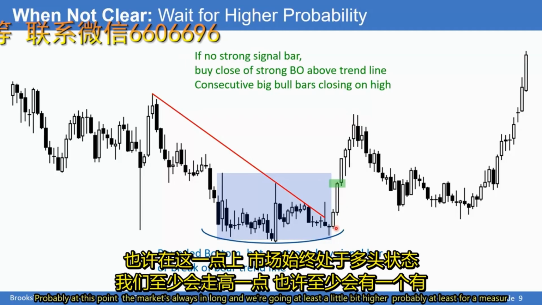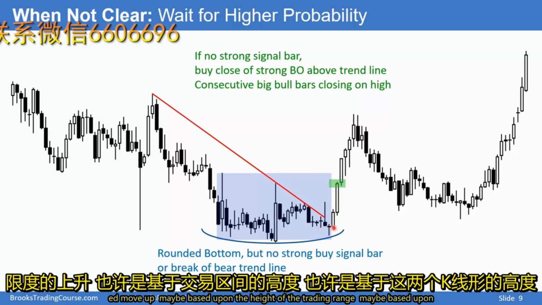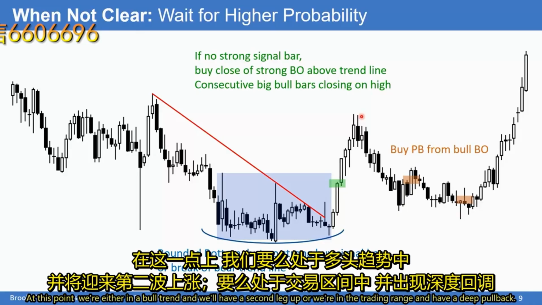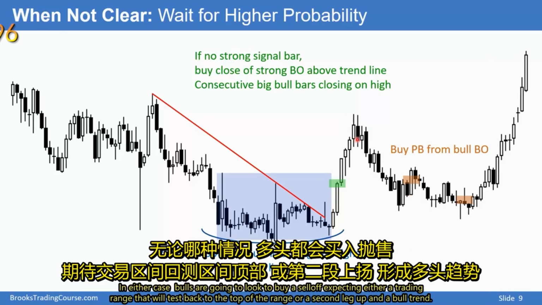probably at least for a measured move up, maybe based upon the height of the trading range, or maybe based upon the height of these two bars, the open of this bar to the close of that bar. Very strong breakout. At this point, we're either in a bull trend and we'll have a second leg up, or we're in a trading range and have a deep pullback. In either case, bulls are going to look to buy a sell-off, expecting either a trading range that will test back to the top of the range or a second leg up in a bull trend.